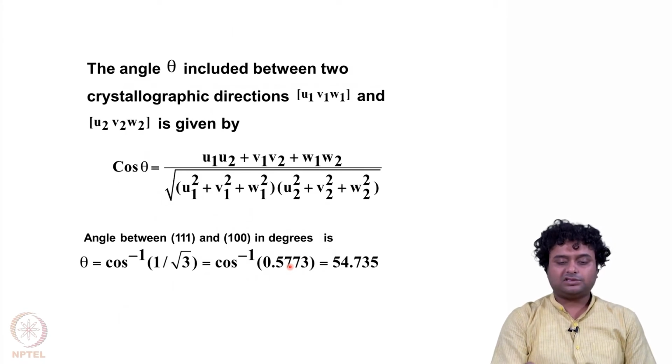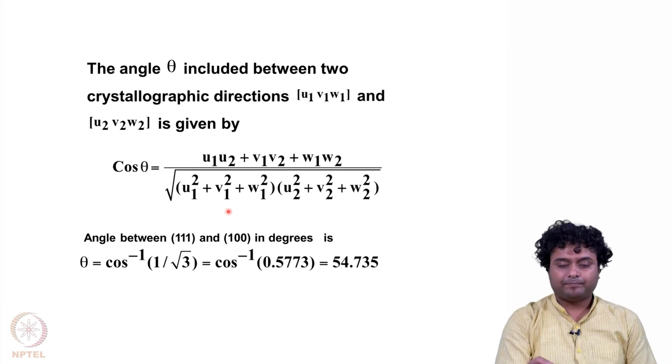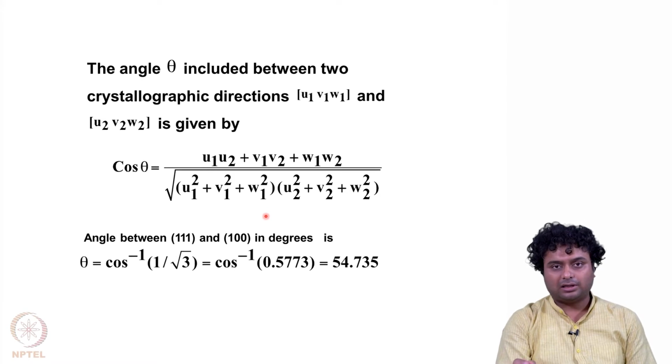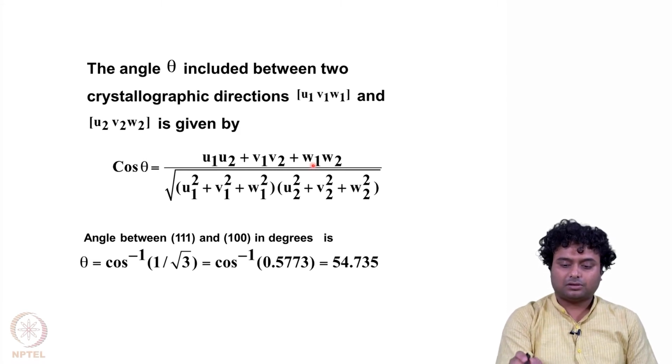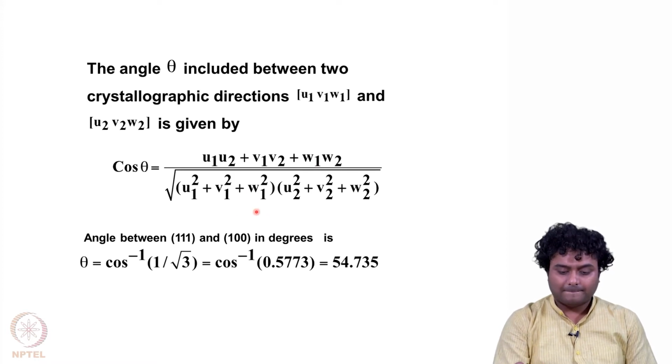Now to calculate the angle between two crystallographic directions, like u1 v1 w1 and u2 v2 w2, from coordinate geometry we can see that this is the formula: cos theta is equal to u1 u2 plus v1 v2 plus w1 w2 divided by their own lengths. You know that if there are two vectors a and b, then a dot b gives you ab cos theta, right. So cos theta is equal to a dot b divided by mod of a into mod of b. This is the same formula, the dot product divided by their own lengths, correct.